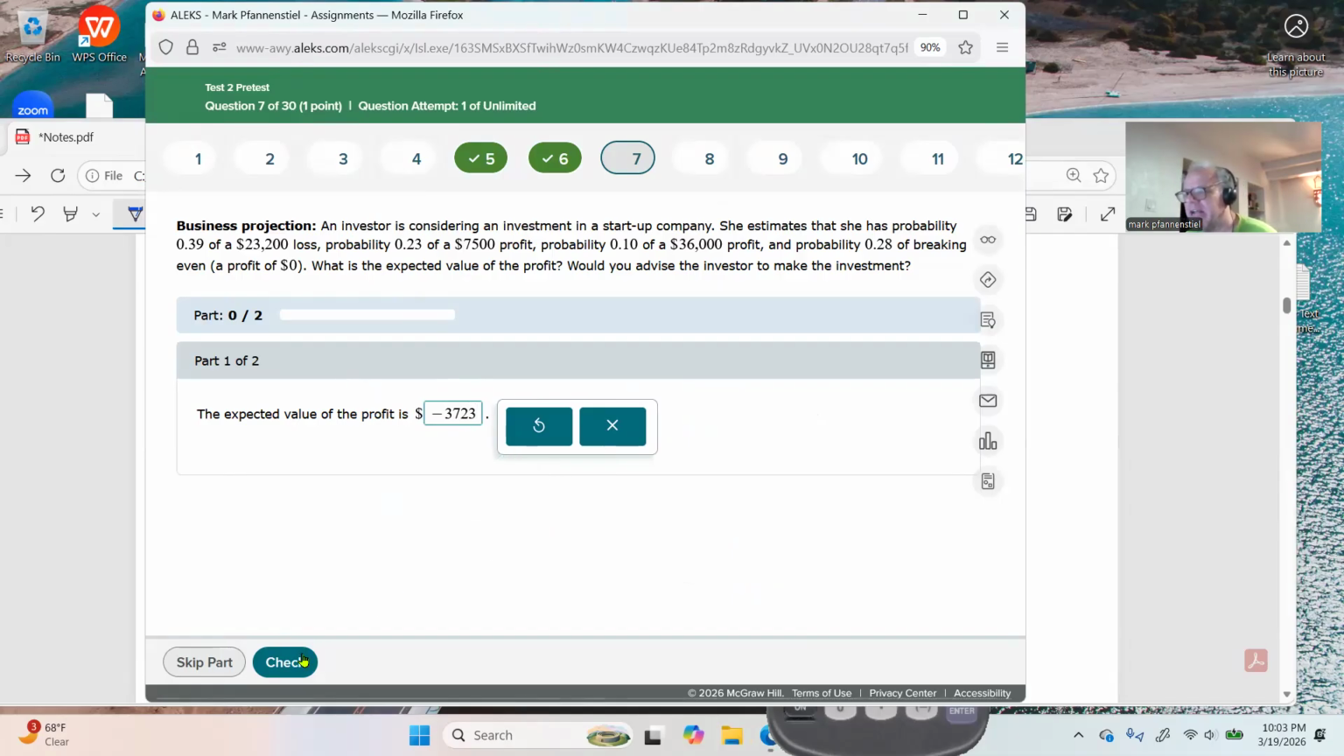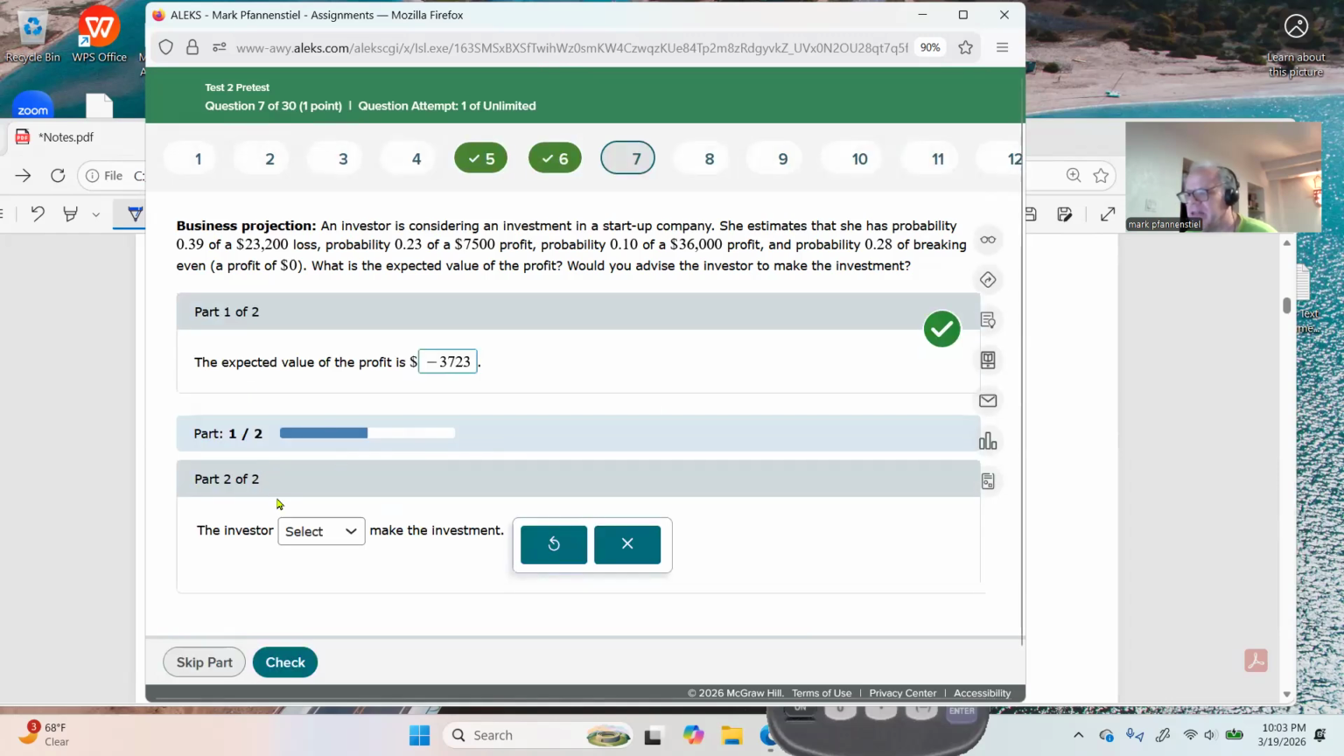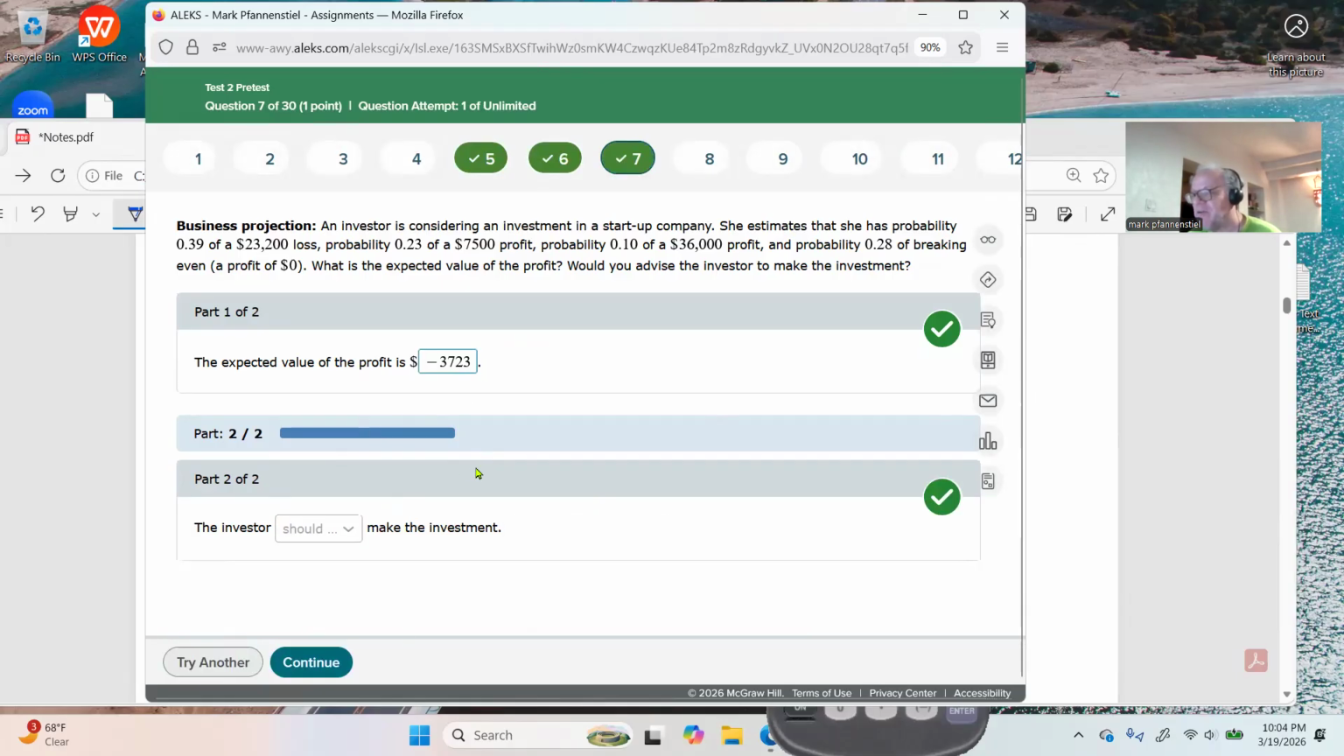Let's see. Can we check it? Yeah, sure. Let's check it. Ta-da, we got the right answer. Should you take this investment? Well, this is an expected loss here. I would say maybe not, right? Because you're expecting to invest some money, and then you're going to lose it. So let's not invest with this. So we'll go ahead and say check, hooray, and we've got our problems 5, 6, and 7 there.